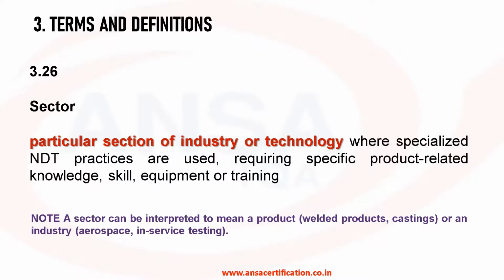As I have already told you in the starting, ISO 9712 is a sector-based examination. Sector means it can be either a product sector or an industry sector. Product sector can be welds, castings, forgings, composites. Industry sector can be aerospace, railways, in-service testing, etc.